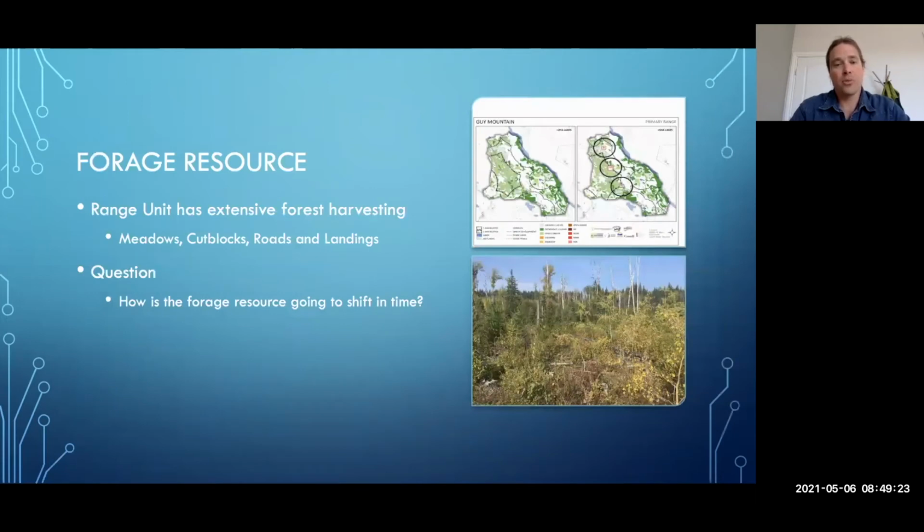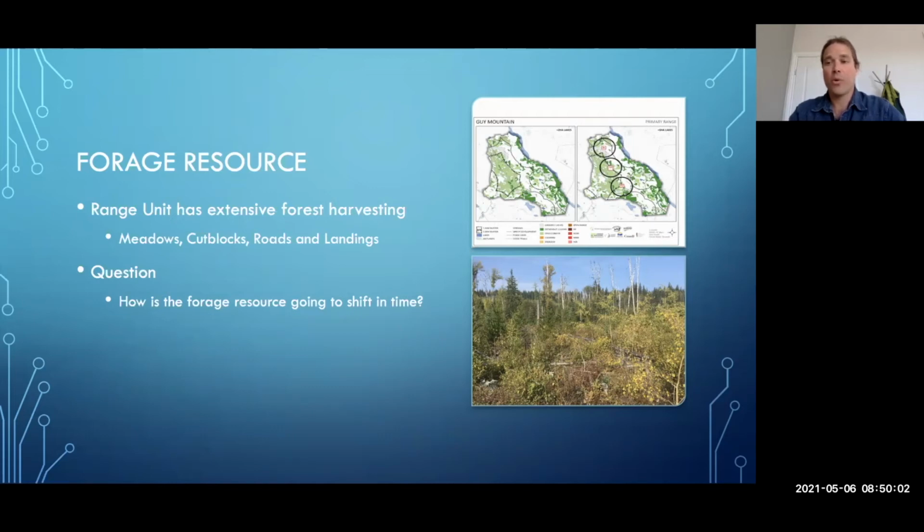And so the forage resource that we've identified is meadows, cut blocks, roads, and landings. And there is an ongoing question as to how this forage resource is going to shift in time. If we look at the lodgepole pine stands associated with the Cariboo region, and with most of BC, I would hazard to guess that once we get to that age of 10, 15, maybe 20 years, well, probably 15 years, those cut blocks really start to grow in, and livestock access is limited after that amount of time.